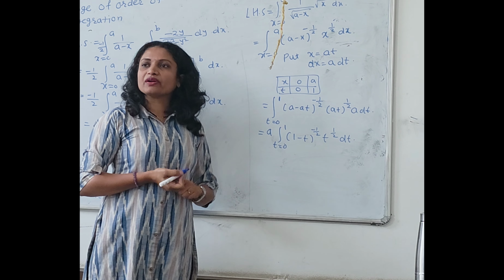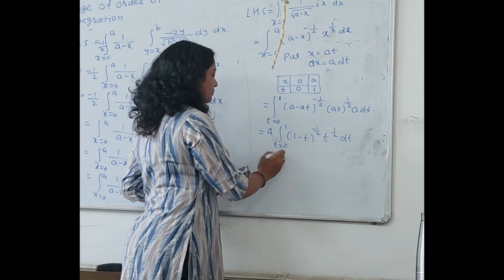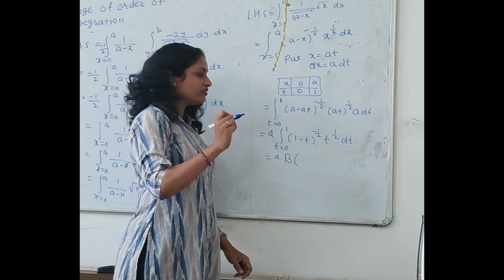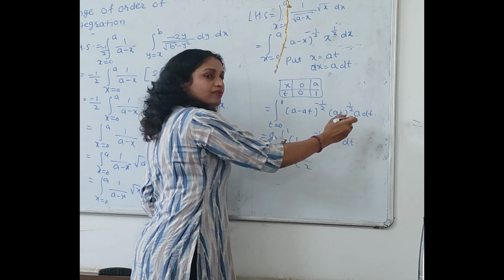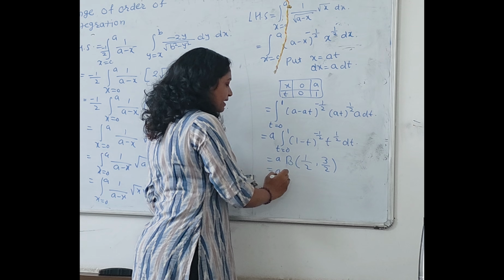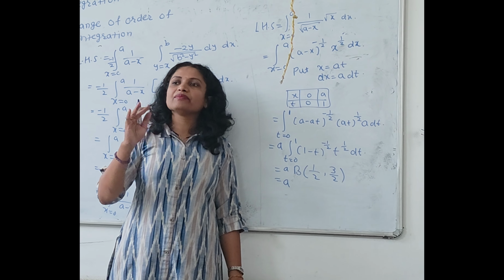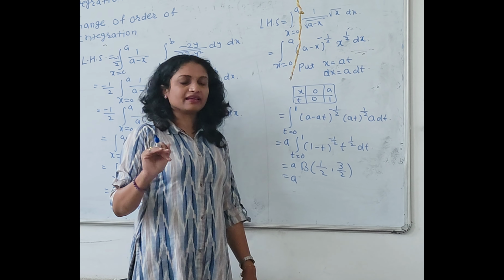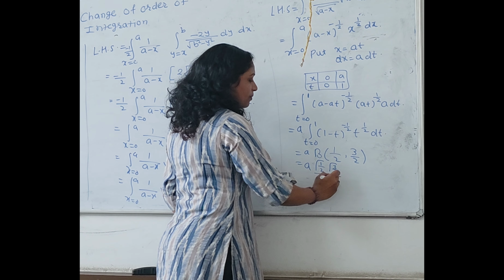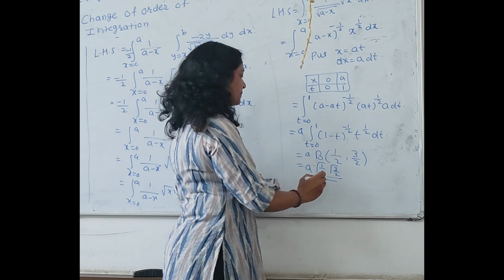So this is beta of what? You need to add one more. Minus half plus 1, how much? Half. And half plus 1? 3 by 2. What is the relation between beta and gamma? Beta m n equals gamma m gamma n upon gamma of m plus n. So it will be gamma half, gamma 3 by 2 upon gamma of the addition of both of them, 4 by 2, which is 2 again.